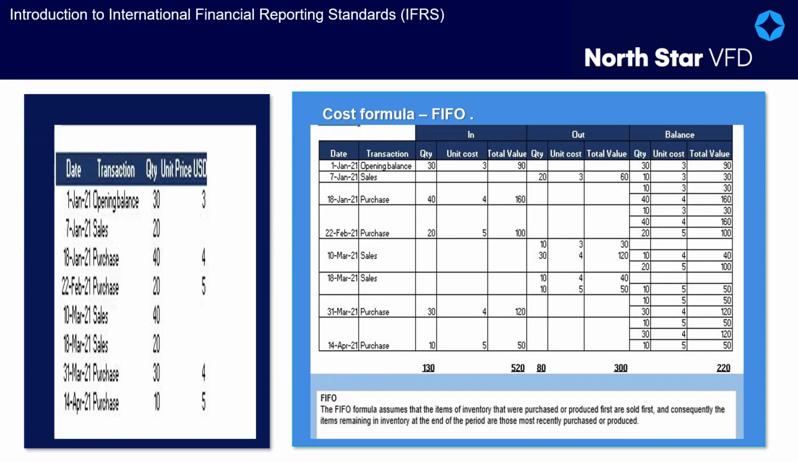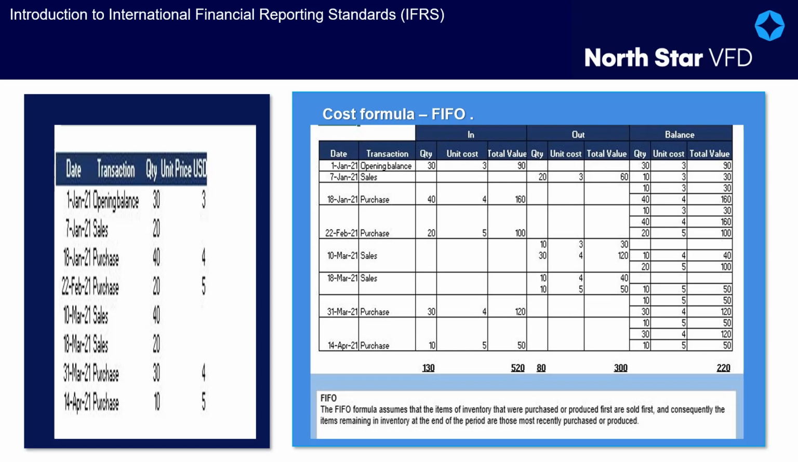Earlier we learned various cost formulas prescribed by IAS 2. First cost formula: the cost of inventories of items that are not ordinarily interchangeable, and goods or services produced and segregated for specific projects, shall be assigned by using specific identification of their individual costs. Then we learned that the cost of inventories of items that are ordinarily interchangeable shall be assigned by using the first in, first out (FIFO) or weighted average cost formula.